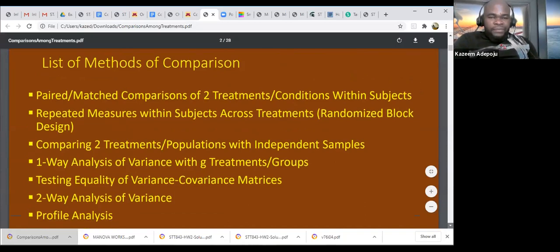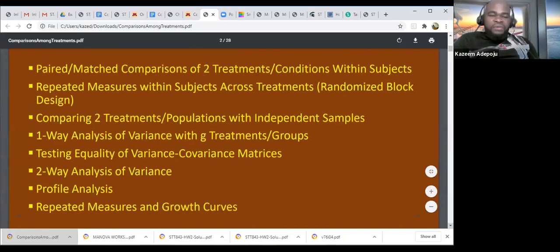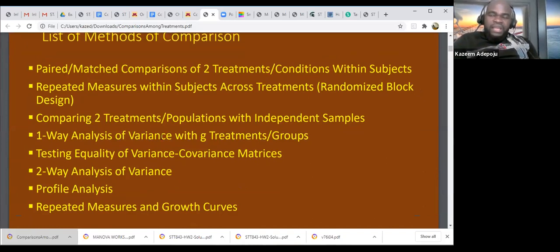So in the univariate setting, we have a lot of tests that we normally carried out, like when we used to talk about a paired match comparison of two treatments. We did that in the univariate setting. So how can we achieve something like this in the multivariate setting? We're going to focus on that today.